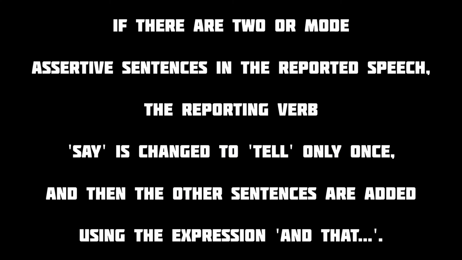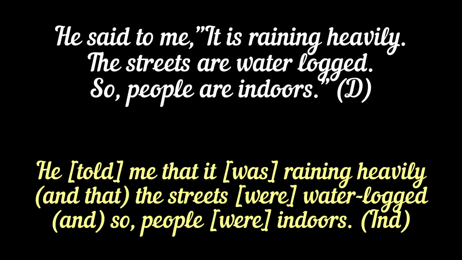Now there may be two or more assertive sentences in the reported speech. In such a case, the reporting verb say or tell, as the case may be, is used only once for the first assertive sentence, and the other sentences are added using the expression "and that". As an example, he said to me, "It is raining heavily, the roads are waterlogged, so people are indoors." Here, as you can see, the reported speech has three assertive sentences. So in indirect speech we have, he told me that it was raining heavily and that the roads were waterlogged and so people were indoors. The second and the third sentences are here added using the expression "and that".